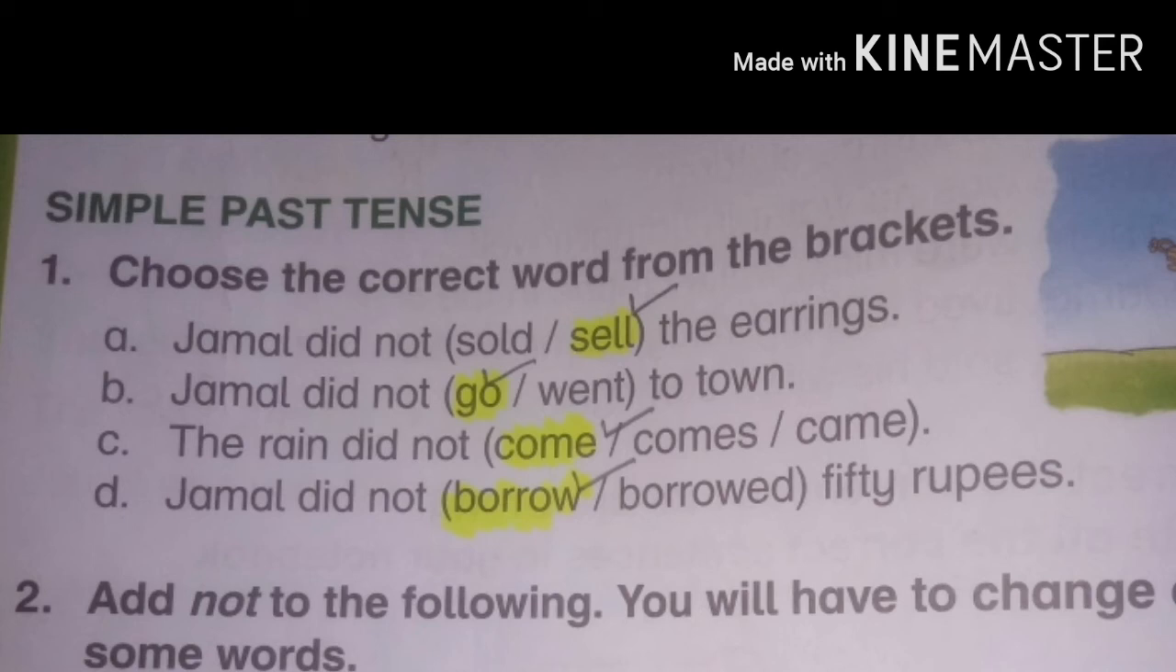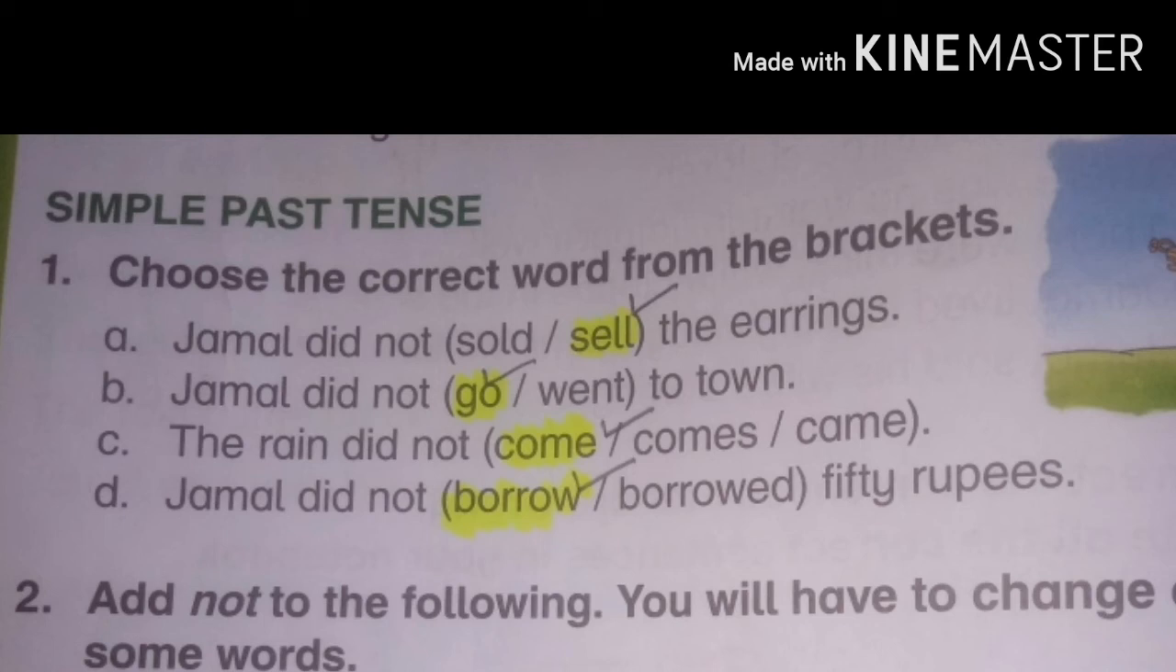In these sentences, you have to choose the right option from these brackets, and these sentences are negative. Just keep in mind. Jamal did not sold or sell the earrings. So this is the sentence of past indefinite tense and this is negative sentence. So we will have to use sell instead of sold, because I told you earlier that we will use first form of the verb with negative or interrogative sentences of past indefinite tense. So the sentence will be, Jamal did not sell the earrings.